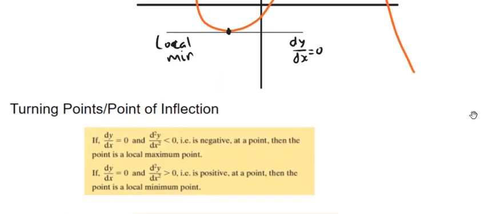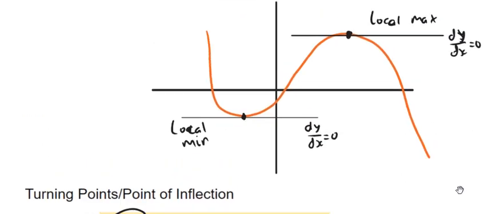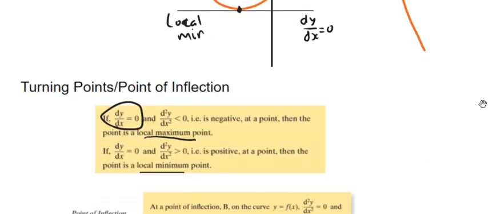Now look down at the rules here. If dy/dx is equal to 0 and d2y/dx squared is less than 0, is negative, at a point, then that means it's a local maximum. If dy/dx equals 0 and d2y/dx squared is greater than 0, then it's going to be a local minimum. That's going to help us figure out which one is the min. So let's have a look through the example.